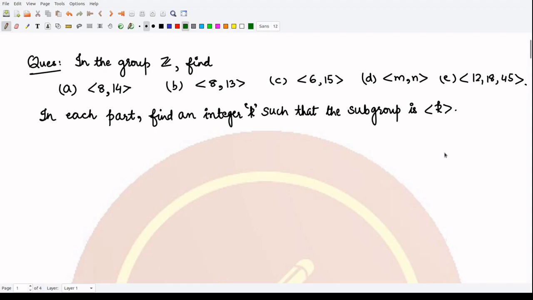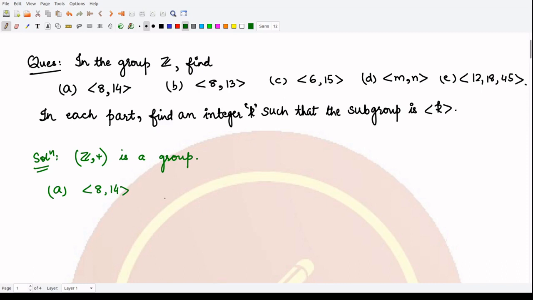In this video we'll be solving this question, which states that in a group Z, which is the group of integers under the operation of addition, this is a group, this is given to us. Now in this group they are asking what is the subgroup generated by 8 and 14. So in the first case we will be talking about the subgroup generated by 8 and 14.